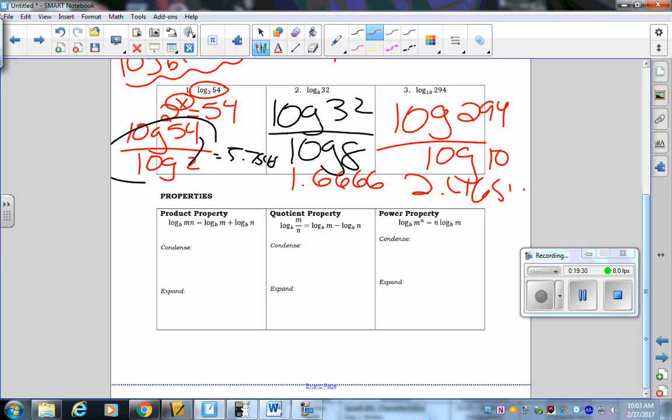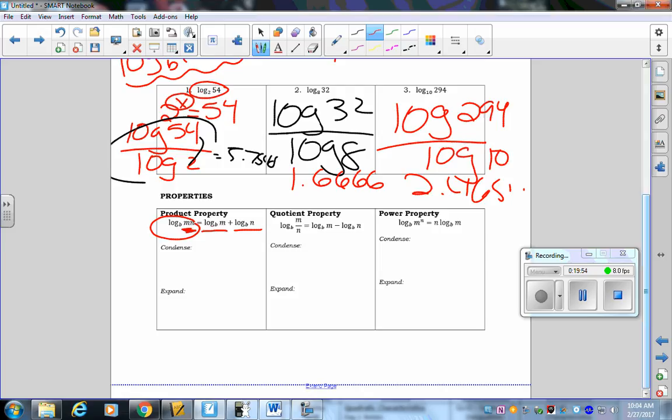So let's learn now some properties of our logs. We're going to use these to help us simplify and then eventually solve. We'll be doing the solving next class. Okay, so the product property states that when you have a log and you've got two values being multiplied, you can rewrite that as two separate logs using addition. So we're going to be asked to condense. Condense means write as one log. Expand means write out everything separately.